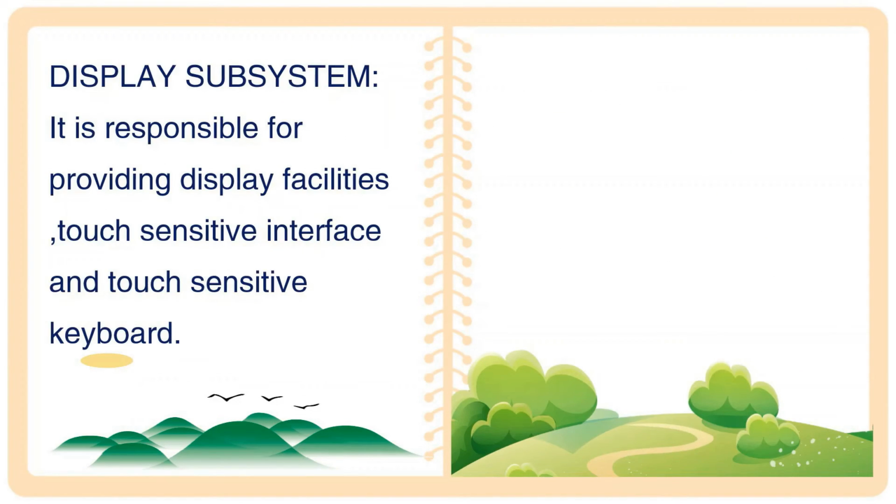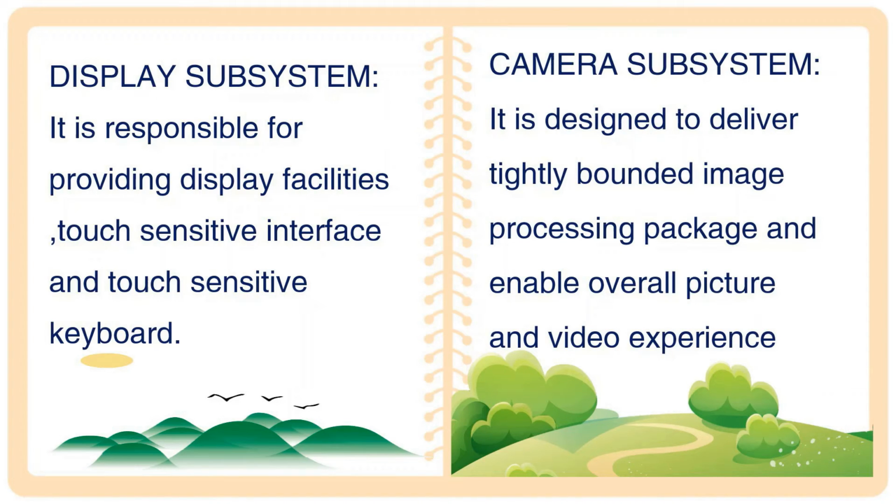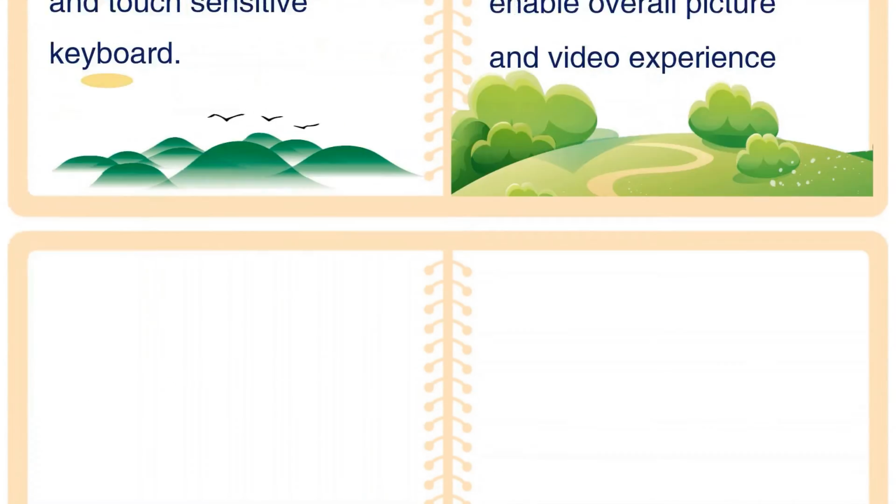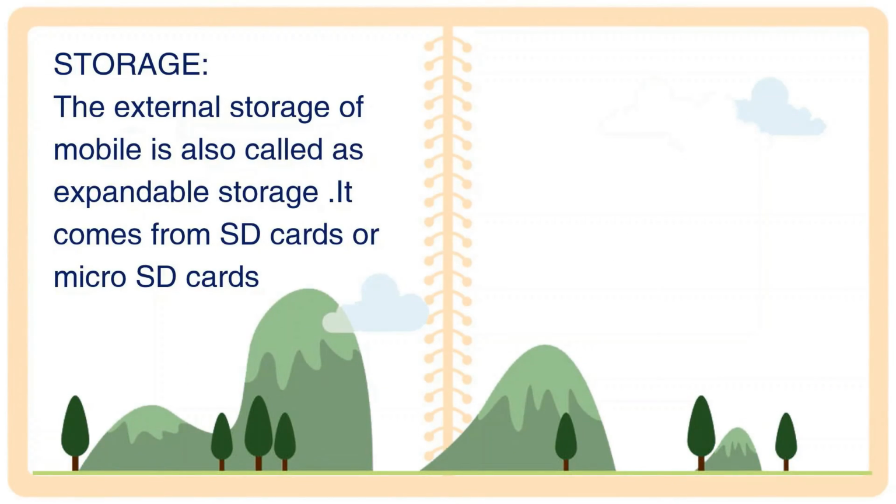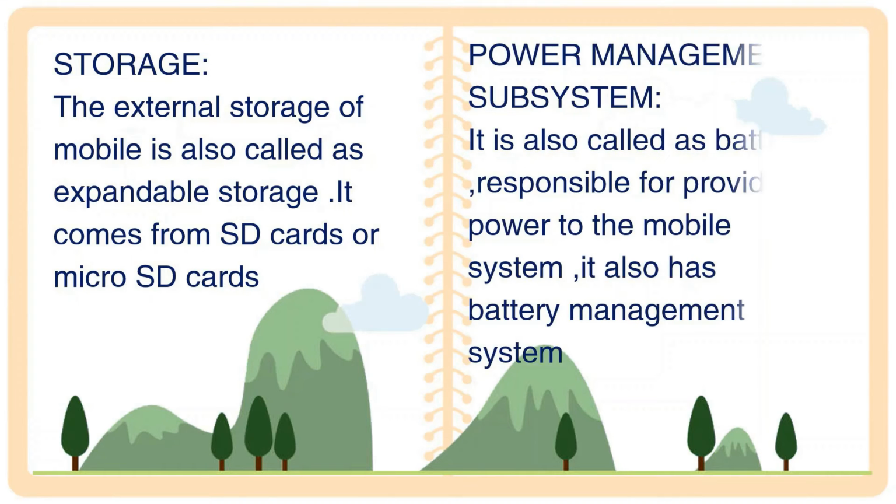The display subsystem is responsible for providing display facilities, and the camera subsystem is responsible for providing a tightly bounded image processing package. Storage. The external storage of mobile is also called expandable storage. It comes from SD cards or micro SD cards. The power management subsystem is the battery and is responsible for providing power to the mobile subsystem.